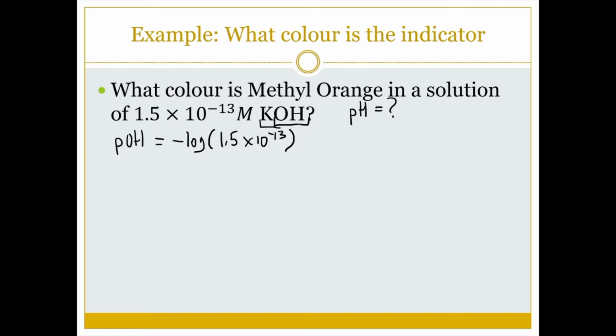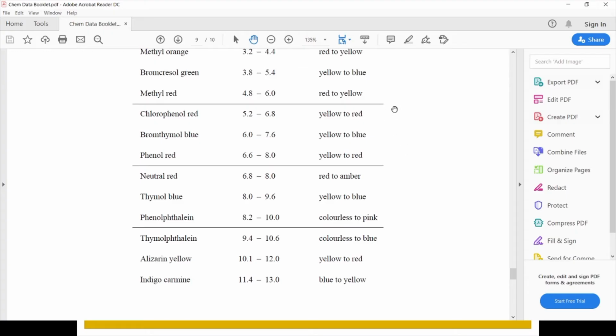So strong bases will create an equivalent concentration of hydroxide. We'll just carry out this calculation. This gives us a pOH of 12.8. Then we can use the fact that pH is just 14 minus pOH, and this will give us a pH of 1.2.